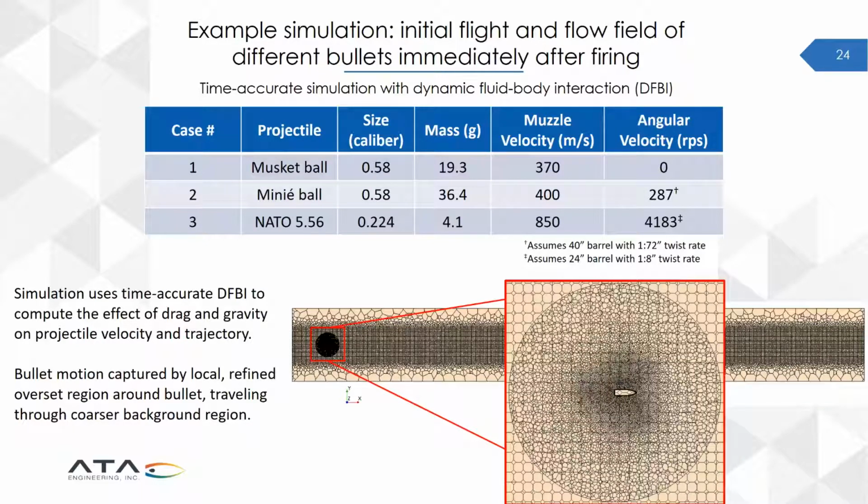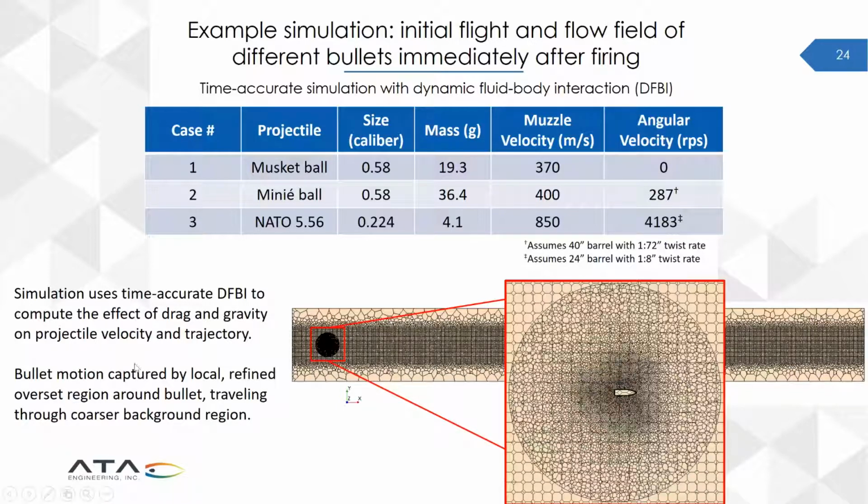The other thing too is I want to calculate the forces, and that requires us to use STAR's dynamic fluid body interaction model, where you can compute the fluid forces on the bullet and then have those fluid forces actually affect the bullet trajectory and velocity.